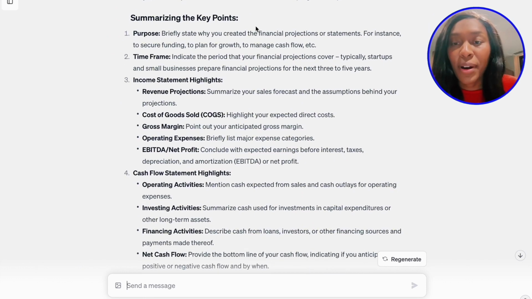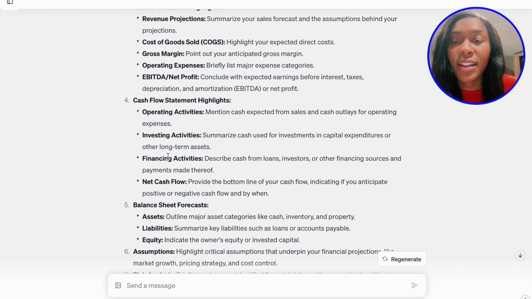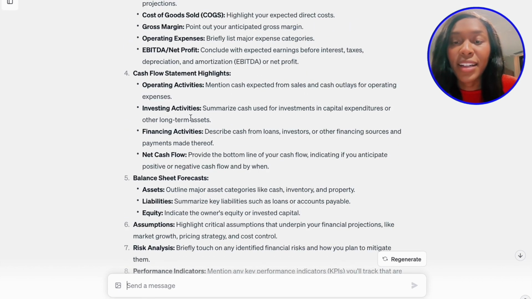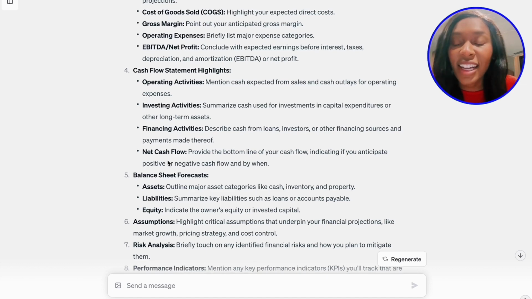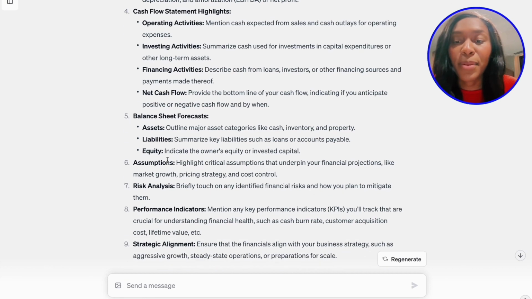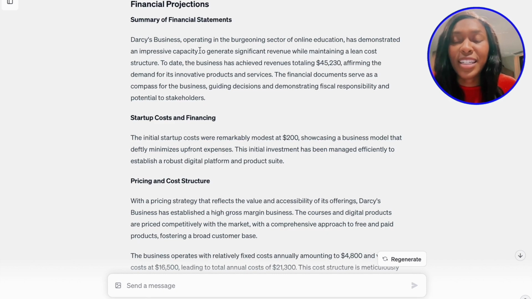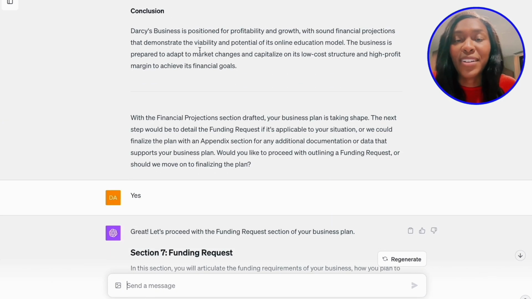To summarize the key points, I need to include the purpose. Briefly state why you created the financial projections or statements. In addition, I need to give a time frame. Indicate the period that your financial projections cover. I need to go over my revenue projections, my cost of goods sold, my gross margin, my operating expenses, as well as my EBITDA and net profit. Moving on to the cash flow statement, I need to talk about operating activities, investing activities, financing activities, and net cash flow. And then for the balance sheet, I need to talk about assets, liabilities, and equity. Based off my answers to the questions, ChatGPT has created a detailed write-up of my financial projections.